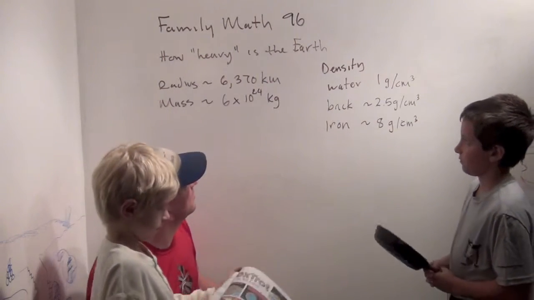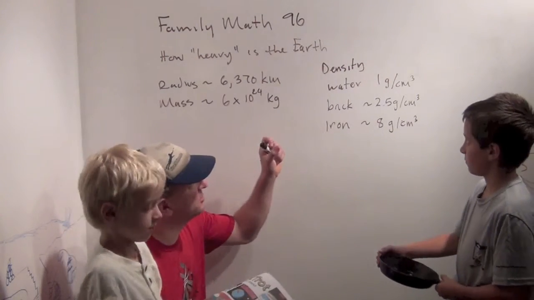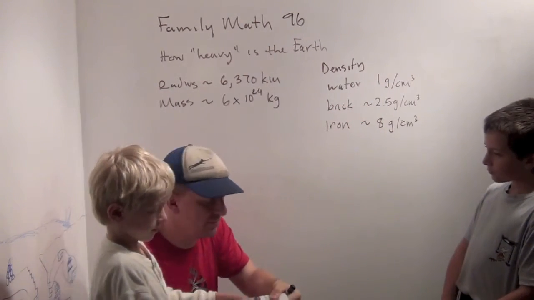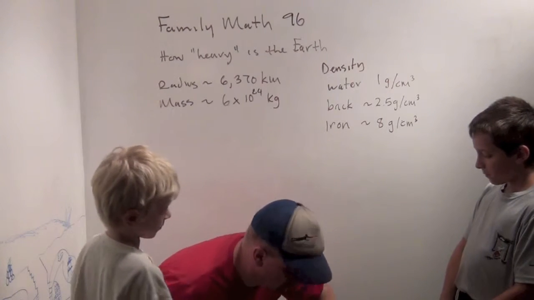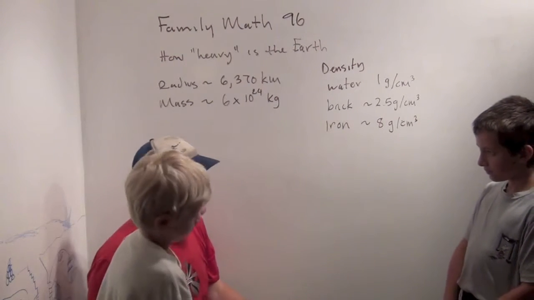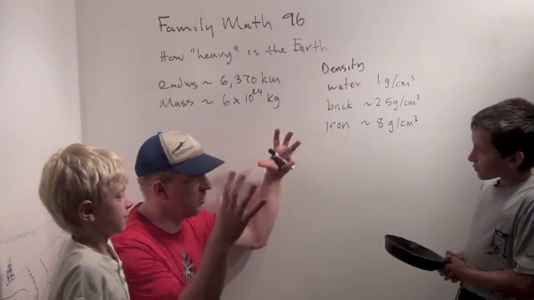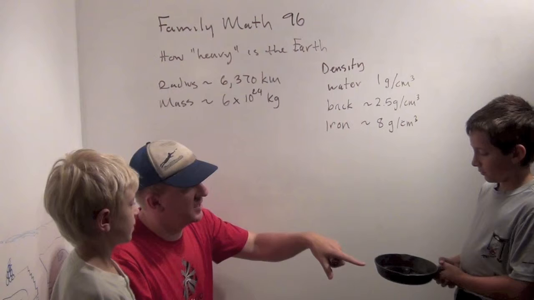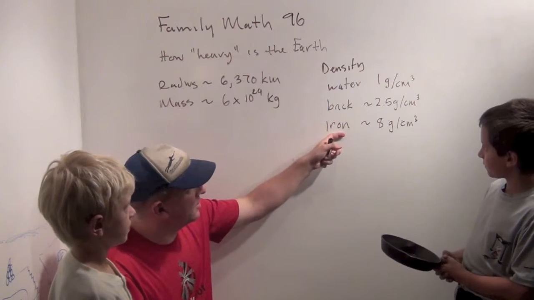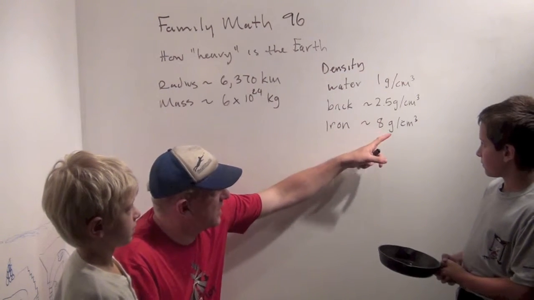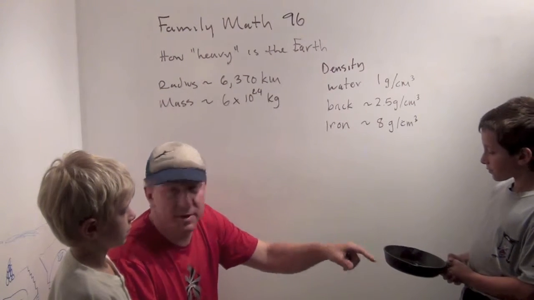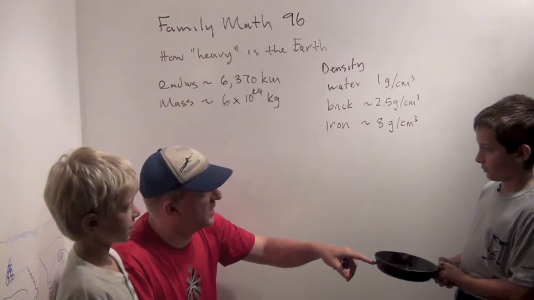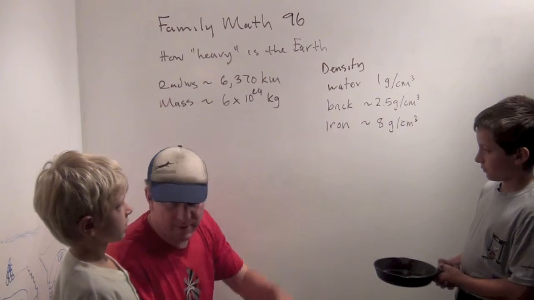So we're going to find out how heavy the Earth is on average, in grams per centimeter cubed. If we took an average bit of the Earth and made it into something smaller, not smushed the whole Earth down, but something like the Earth the size of a frying pan. An iron frying pan weighs 8 grams per centimeter cubed. If we made an average bit of the Earth into a frying pan, would it weigh more or less than the frying pan?